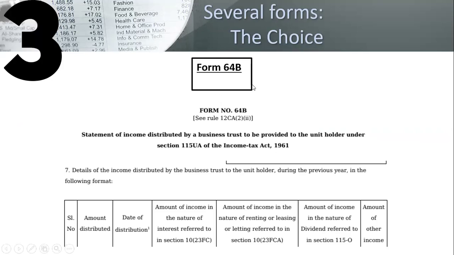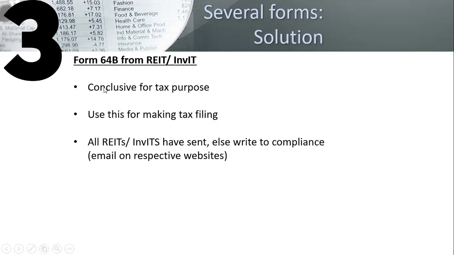This is the choice. What you need to do is understand that the 64B is the conclusive proof as far as your return filing is concerned. This is how a Form 64B looks like. And this is the conclusive document for tax purposes. Please use this document for making your tax filing clear. And all REITs and InvITs have sent it already to your mail. Otherwise, do write in to them individually on their compliance email IDs, which are given on their respective websites.